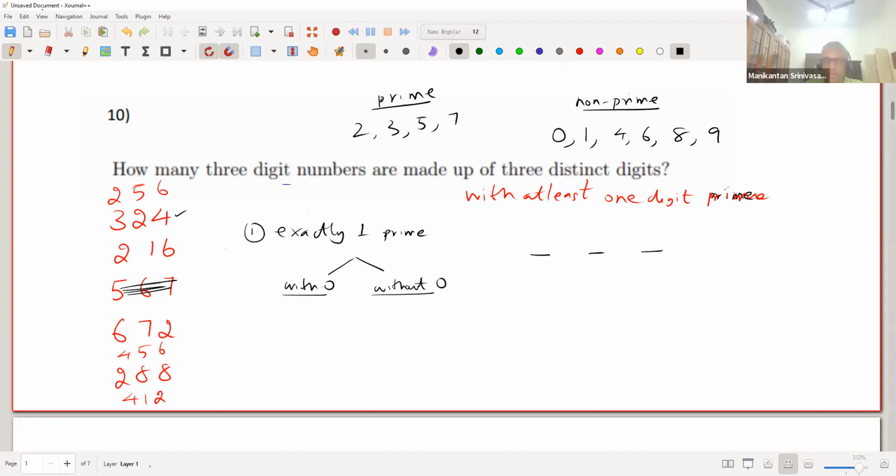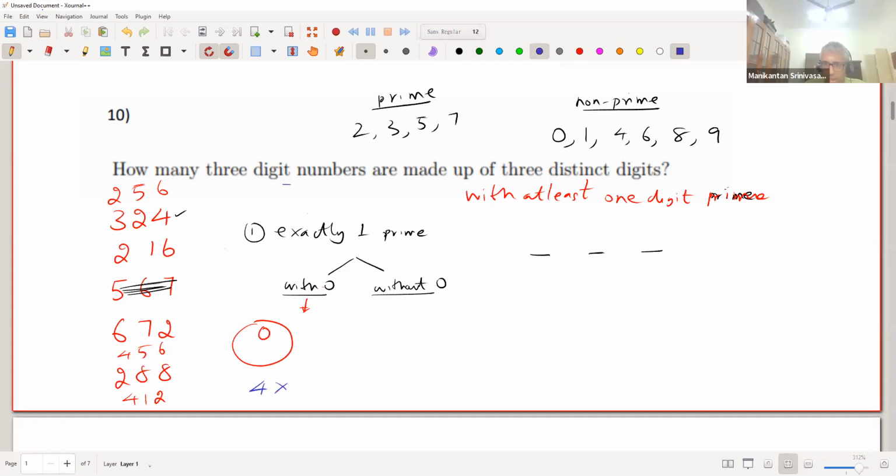Okay, suppose with 0, what do you mean by with 0? You have chosen the digit which is 0 already, so this 0 is already a non-prime number. Now we need one more prime number and one more non-prime number, correct? So I'm discussing this left branch now. I'm first selecting which are the digits. Now I'll have to select one of the prime digits. I have 4 choices, because it could be 2, 3, 5, or 7.